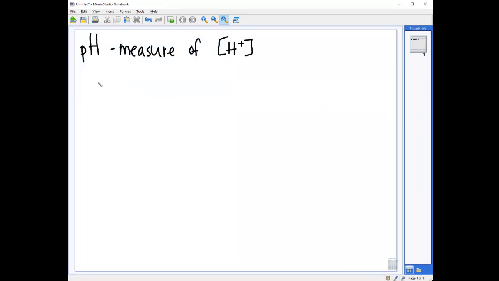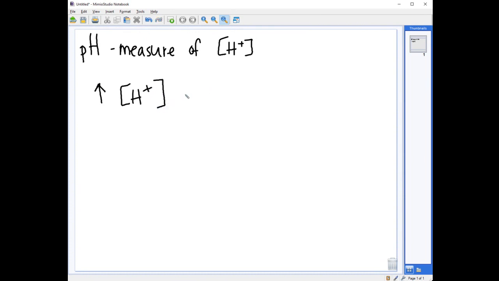So if we have a high number of hydrogen ions, so a high concentration of hydrogen ions, then that is going to equal, oh, my pen's going a little crazy here. I don't know what's happening. Okay, let's try again. Sorry about that.